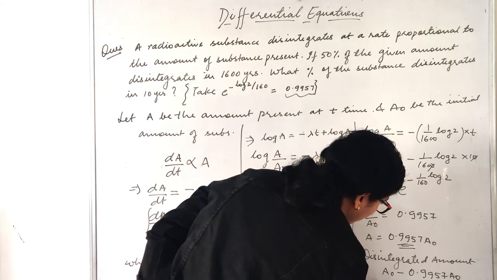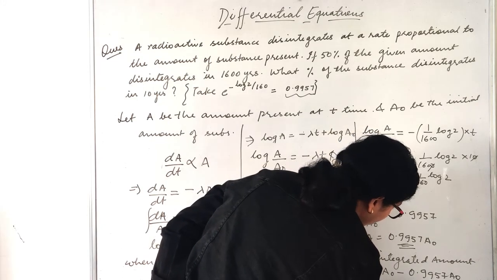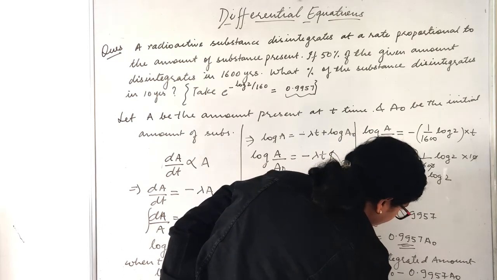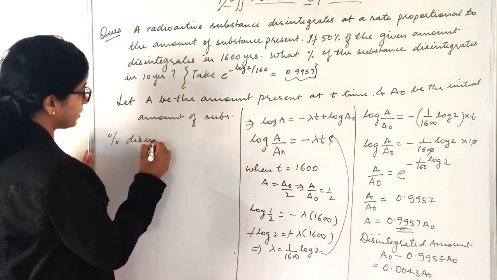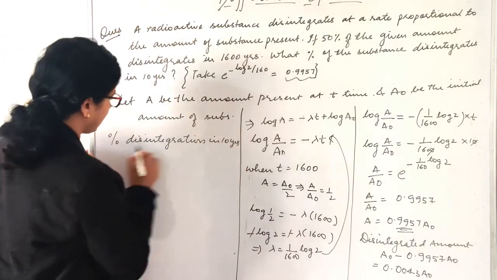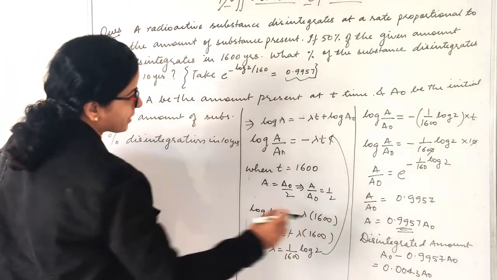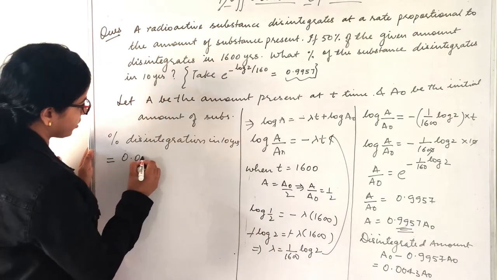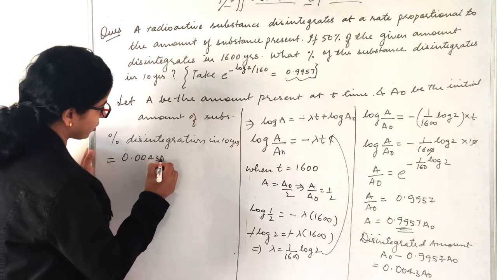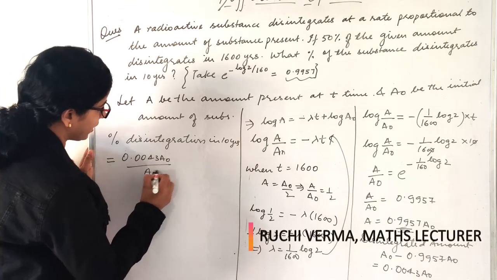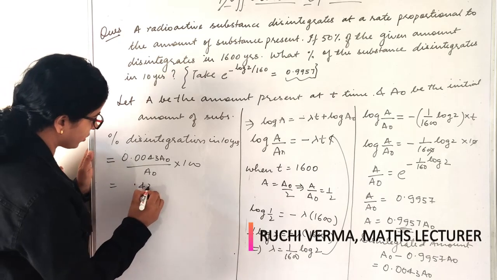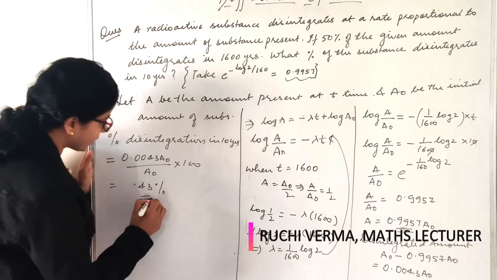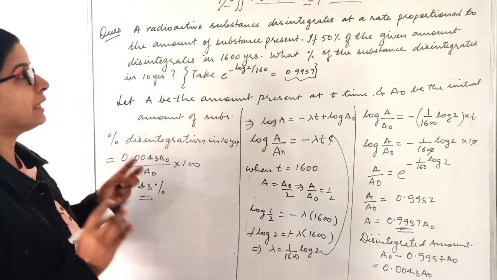Right. So what will it be equal to? It will be equal to 0.0043 A0. Right. So percentage disintegration in 10 years equals, that is the amount, 0.0043 A0 over the original A0, into 100. So basically it comes out to be 0.43%. This much amount will disintegrate in 10 years.